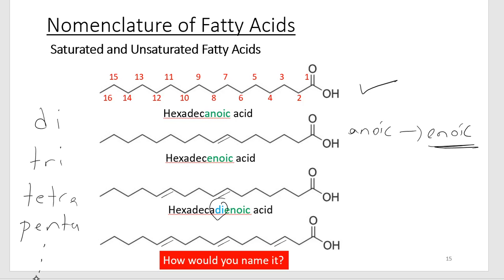So then how would you name it? So we have 3 double bonds, 1, 2, 3. Then it will be hexa, deca, 3-enoic acid. So we have this term here, because we have 3 double bonds. Okay, that's it.